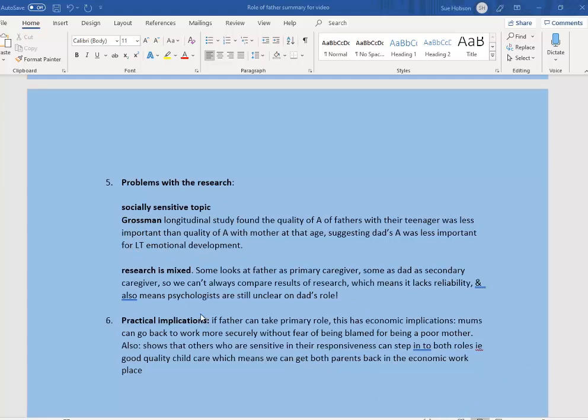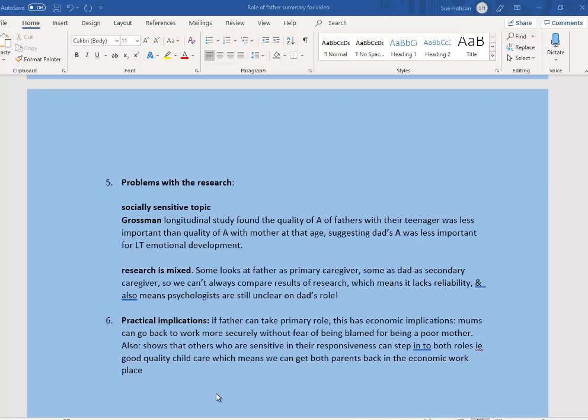Research is mixed. Some looks at father as primary caregiver and some at dad as secondary caregiver. So we can't really be comparing these results. And obviously that means that the replication reliability is questionable. It also means psychologists are unclear on the dad's role and whether it's primary, secondary, necessary, extra, etc.